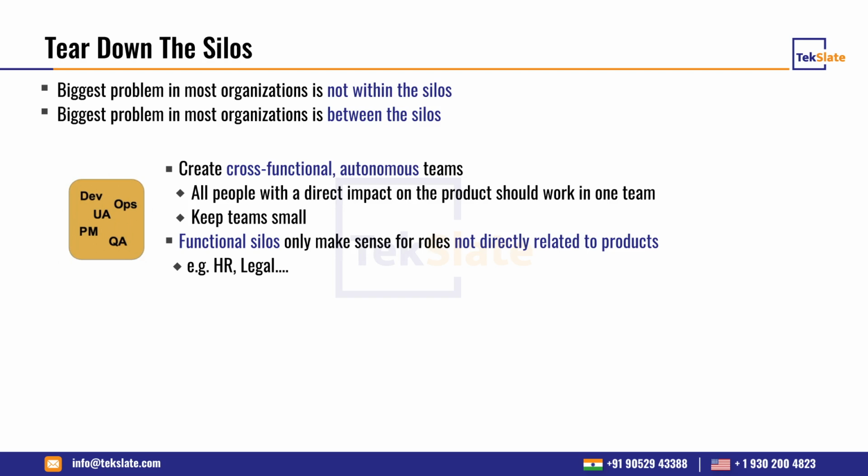The first one is, since there are different silos, create cross functional autonomous teams. You have to form a team which is cross functional, which has all skills within the team, and that is an autonomous team. All people with a direct impact on the product should work in one team. So all people who are developing, testing, and deploying should work as one team. And that's what the concept says.